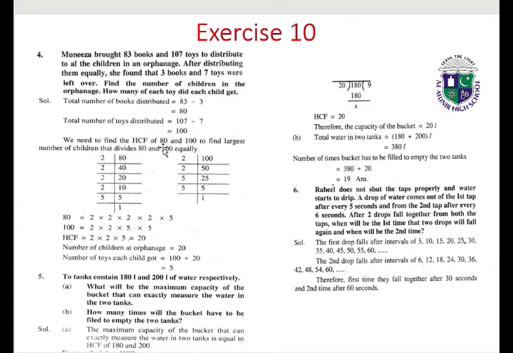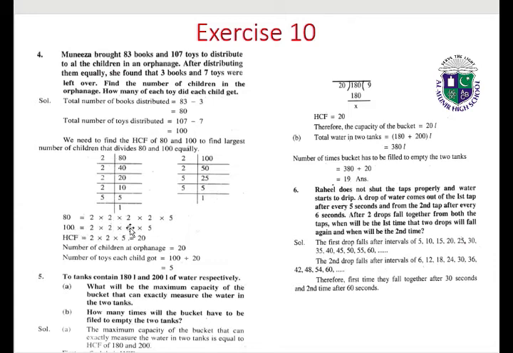We find the HCF of 80 and 100. We find the largest number of children who can divide 80 and 100 equally. 80: 2 fours are 8 0, 2 twenties are 40, 2 tens are 20, 2 fives are 10, 5 ones are 5. 100: 2 fives are 10 0, 2 twos are 4, 2 fives are 10, 5 fives are 25, 5 ones are 5. 80 and 100.